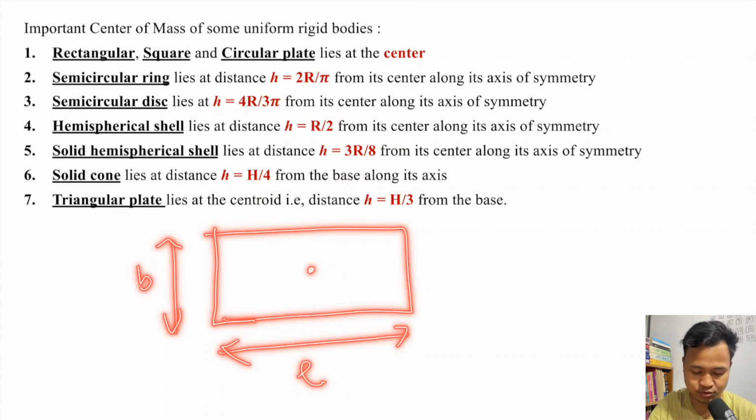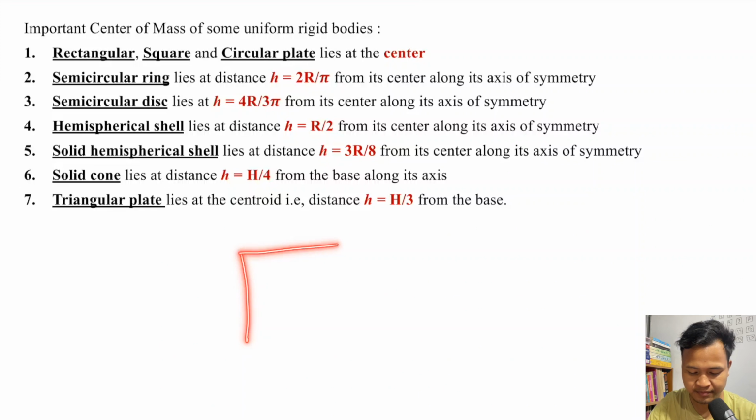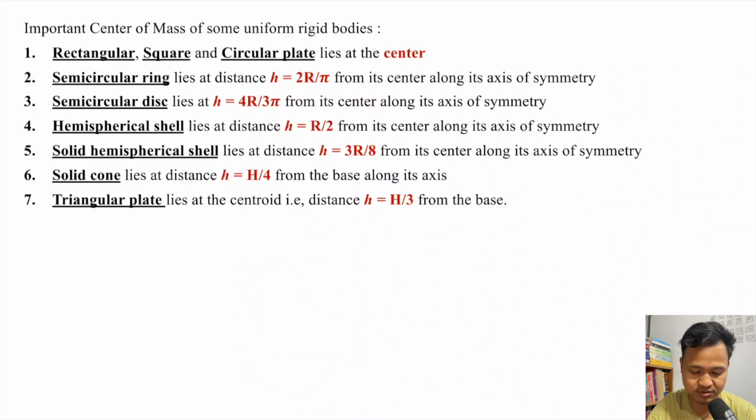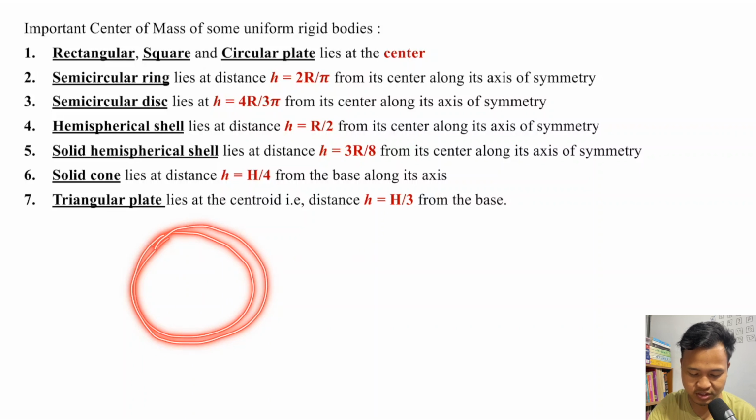If I have a square of side A, then where is the center of mass? The center of mass is also obviously here at the center. If I have a circular plate, here it will be in the middle. So for a rectangular, square, and a circular plate, the center of mass lies at the center. Now if you have a ring, the center of mass of the ring will also lie at the center. This is complete symmetry.